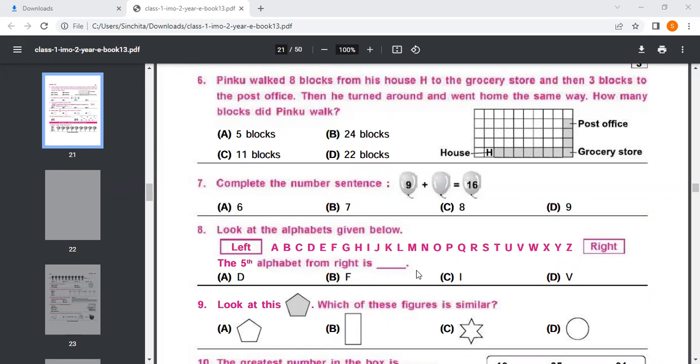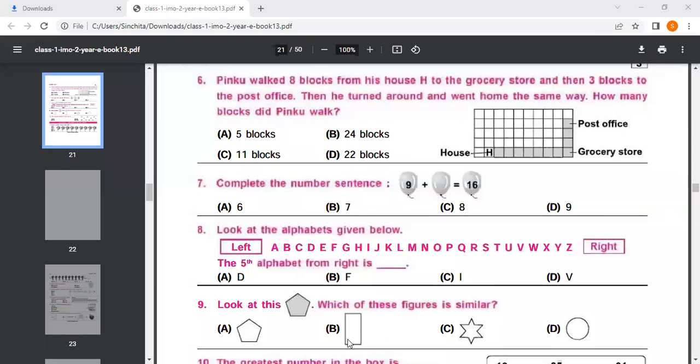Yes, Animesh, do it better. Sorry, it was a network issue. Number nine, which of this... Sorry, Animesh. Actually, here the network is very disturbing. Yes, Animesh, tell me. Number nine.